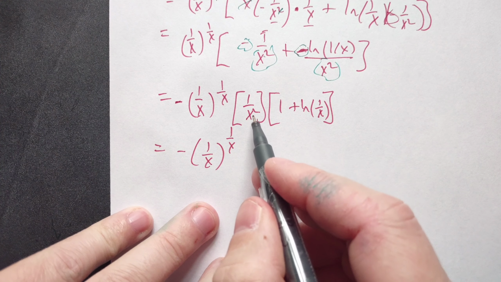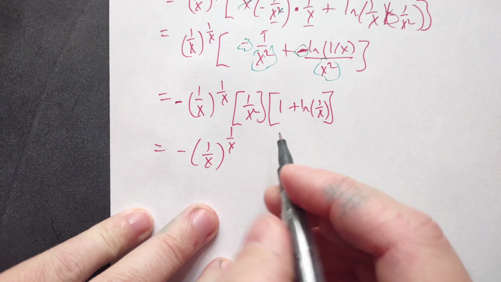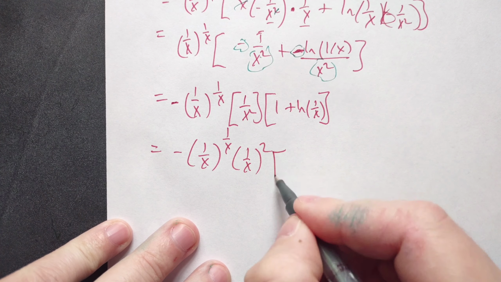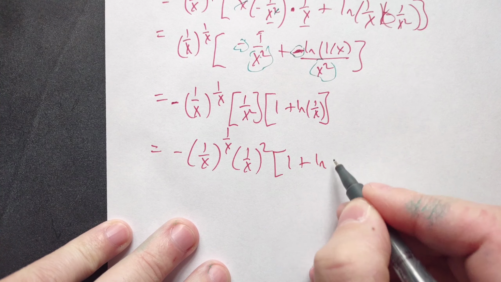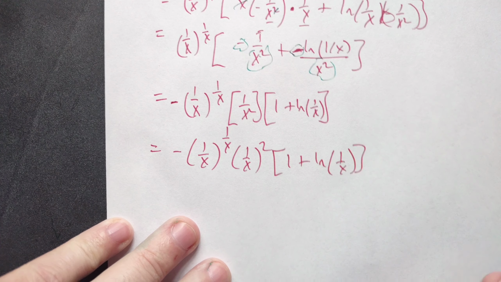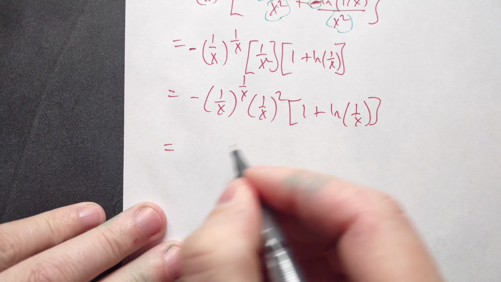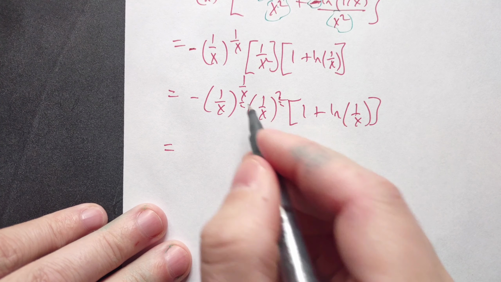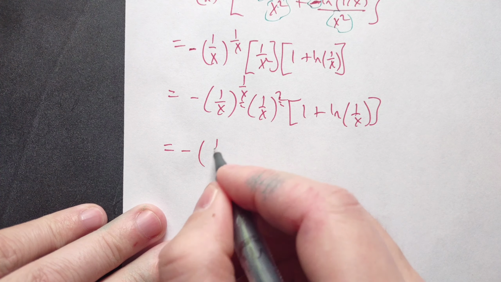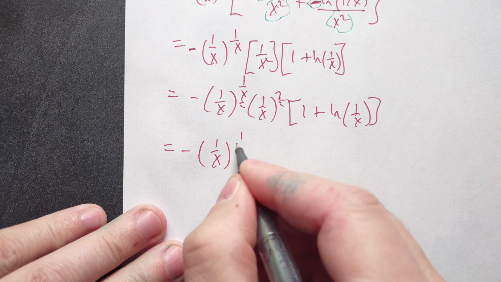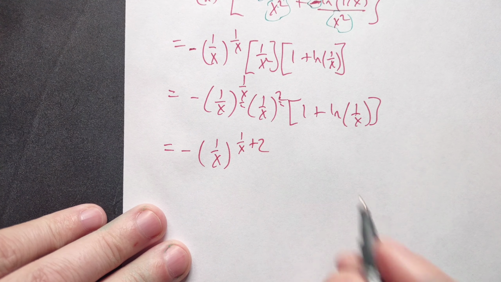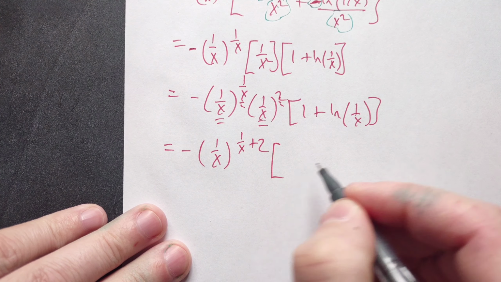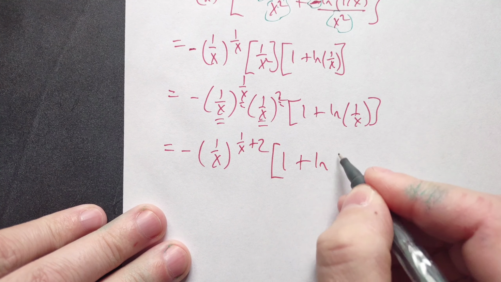Now look very carefully. This is 1 over x squared, which is equivalent to writing 1 over x squared this way, times the remaining 1 plus ln of 1 over x this way. Continue. So now just attach this 2 here with this 1 over x rather, so it's going to be negative 1 over x raised to the 1 over x plus 2, because this is the base and this is the base and they're the same, times the remaining 1 plus ln of 1 over x.